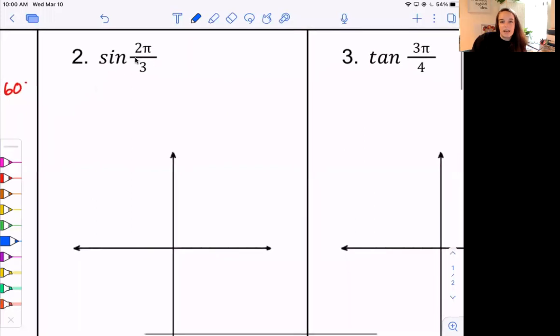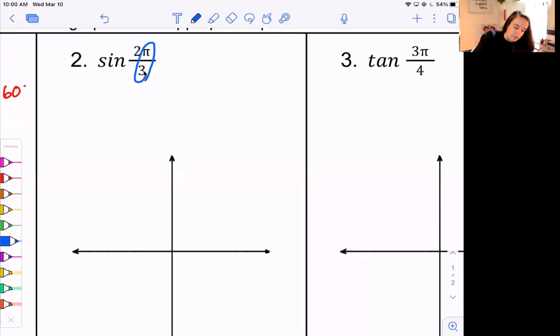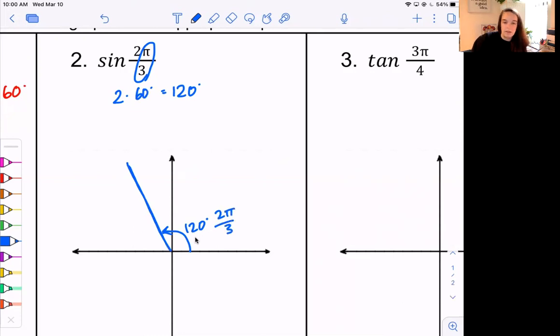Okay. Let's go ahead and try the second one for sine. So this one says sine 2 pi over 3. So pi over 3, that is, remember, 60 degrees. And we have 2 of them this time. So this is 120 degrees. Let me go ahead and draw it over here. 120 degrees. That is the angle that we have here. We could also call it 2 pi over 3, if we wanted to talk in radians. So that is basically like we did 90 and then 30 more.